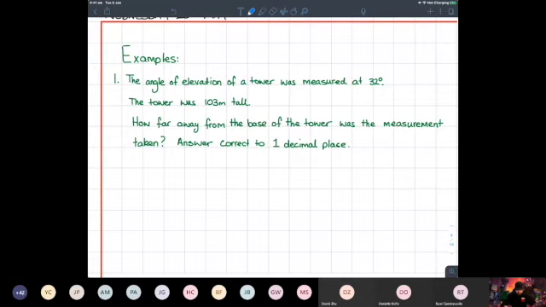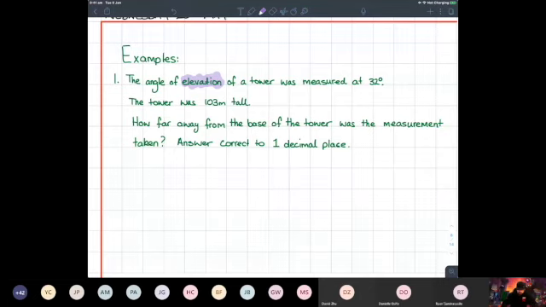All right, so the angle of elevation of a tower was measured at 32 degrees. What's important to understand there is that we've got this word elevation. So the angle of elevation means someone was looking out to the horizon and then looked up to the top of a tower, and that looking up part was 32 degrees. We know that the tower is 103 meters tall. How far away from the base of the tower was the measurement taken? Answer correct to 1 decimal place.